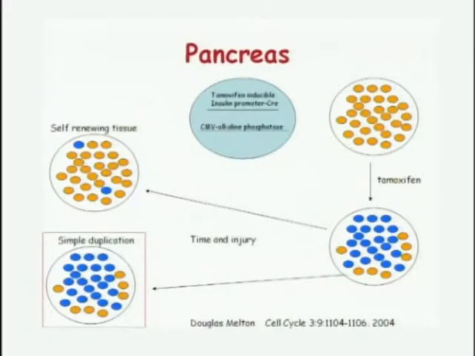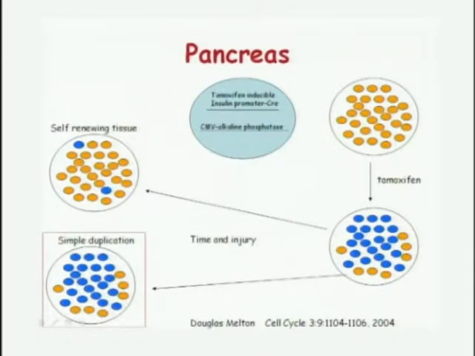So what he did is he gave tamoxifen to these mice. And so all the beta islet cells, all the insulin producing cells, would turn alkaline phosphatase positive, and then you could give them a chromogen and they would turn blue. And so he followed these mice after he had converted all the insulin producing cells into alkaline phosphatase positive. He followed them with time and injury.